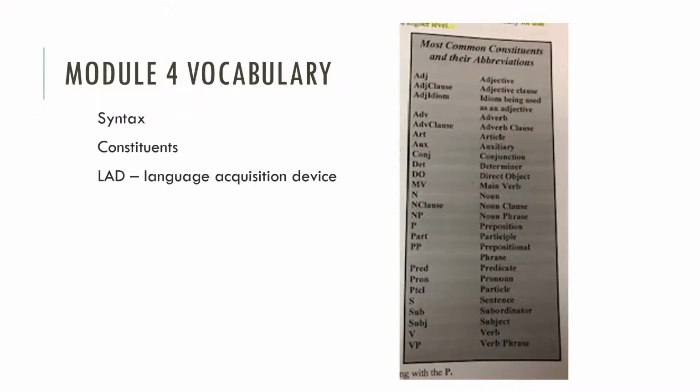So vocab for Module 4 is pretty intense. There's a lot there. It mainly deals with syntax and grammar and parts of speech. And then it also, in the West chapter, talks about the language acquisition device, which is another area you'll want to read very closely.